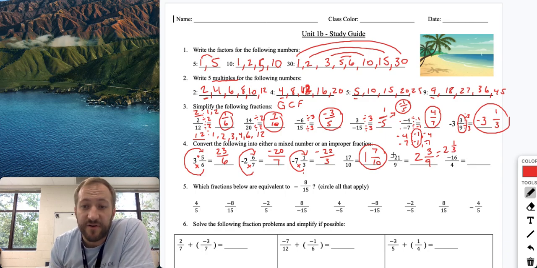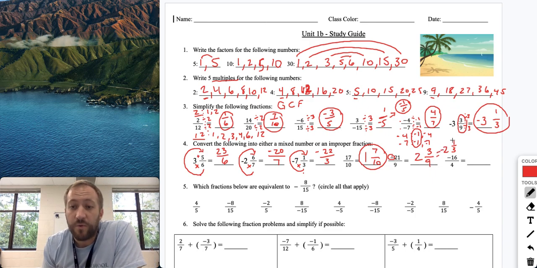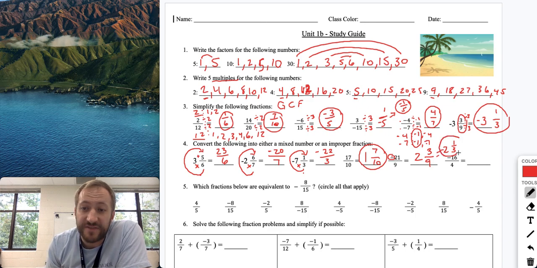And this negative over here, it's so hard to keep track of them, I know. Believe me, I get it. This negative is just telling me I better keep it over here with my whole number right there. So when I turn this into a mixed number, I'm looking for negative 2 1/3 as my final answer.